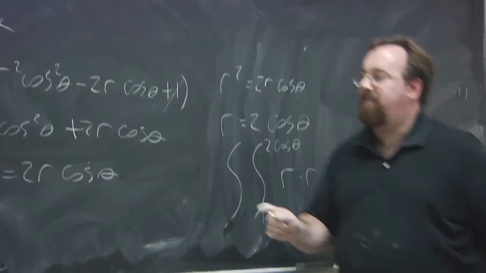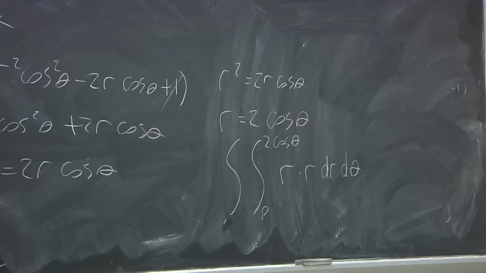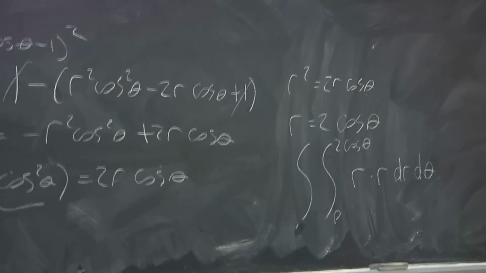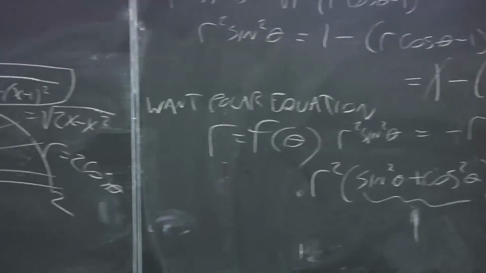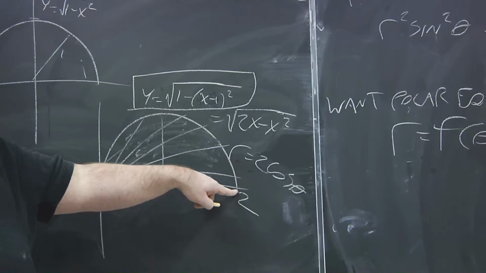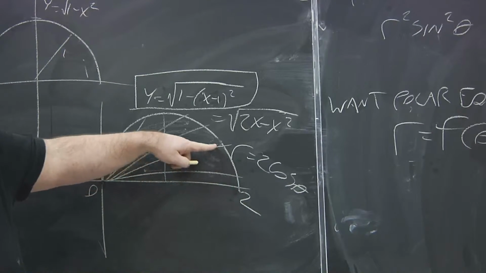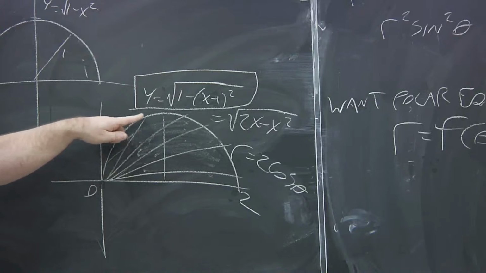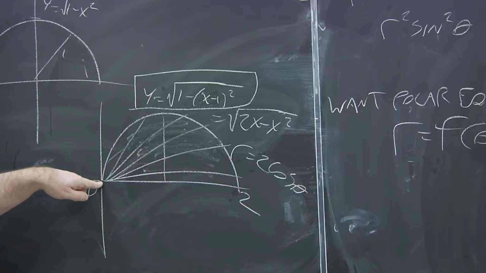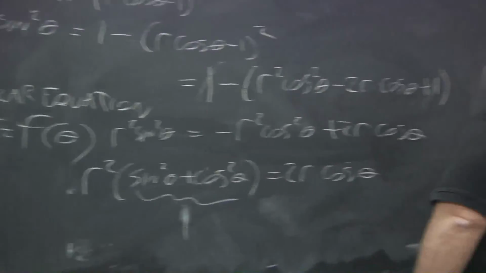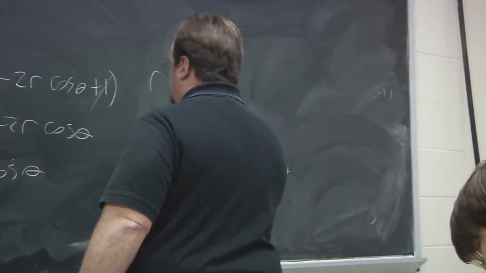What would the limits in theta be, though? For instance, when theta equals 0, what's r? Well, when theta equals 0, r is 2. You're out here. Then r keeps decreasing because it's cosine theta until you get all the way to theta equals pi over 2, where you're back at the origin. So the limits are from 0 to pi over 2 in theta.